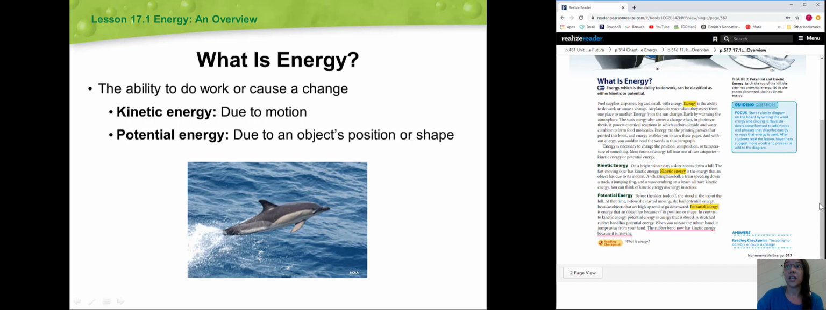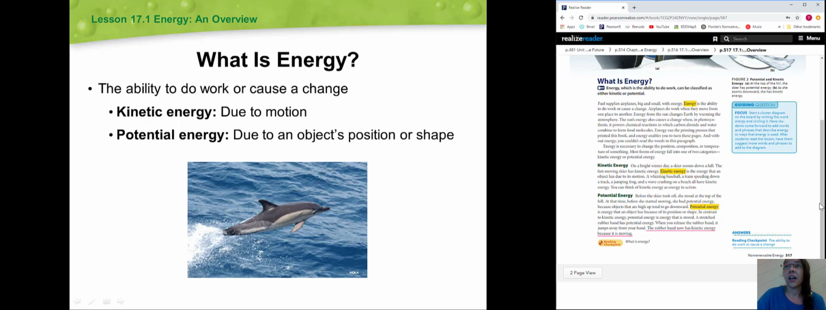Energy ran the printing presses that printed this book, and energy enables you to turn these pages. And without energy, you couldn't read the words in this paragraph. Energy is necessary to change the position, composition, or temperature of something. Most forms of energy fall into one of two categories: kinetic energy or potential energy.